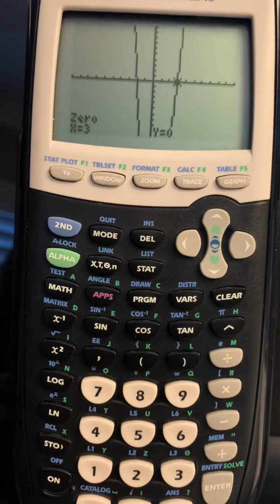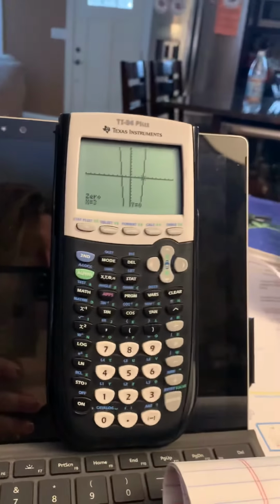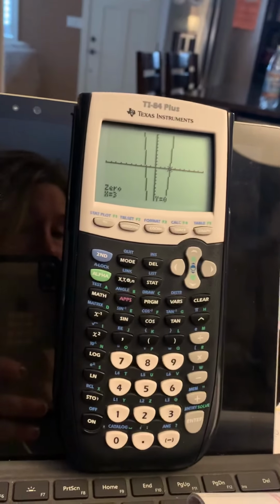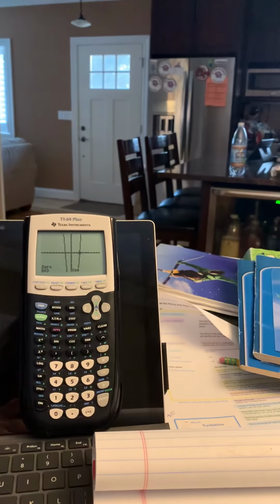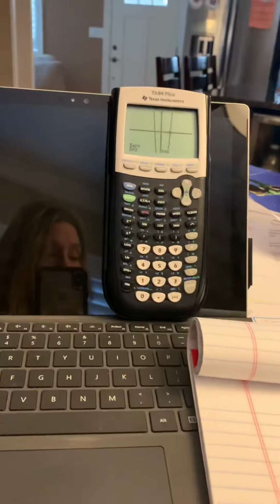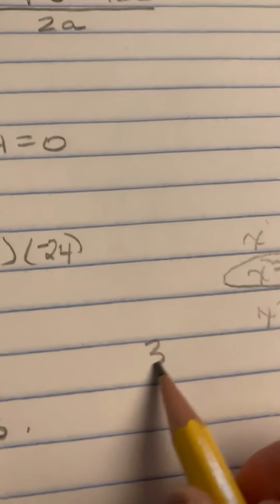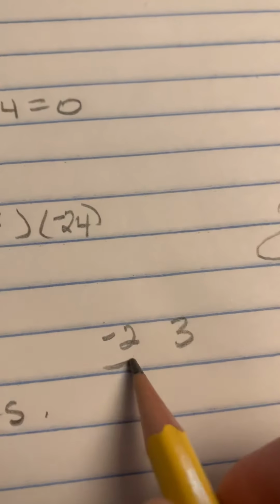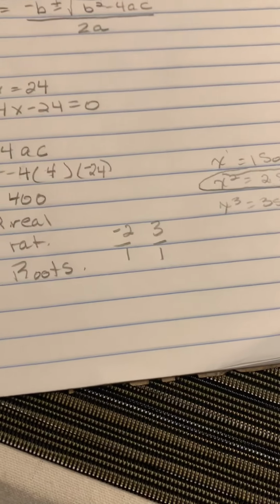So you can see that those are rational, and they're rational because 3 can be written as 3 over 1, which is a simple fraction. I just lost my pencil. Oh, which is a simple fraction, right? So when you see those roots are 3 and negative 2, they're both able to be written as simple fractions.